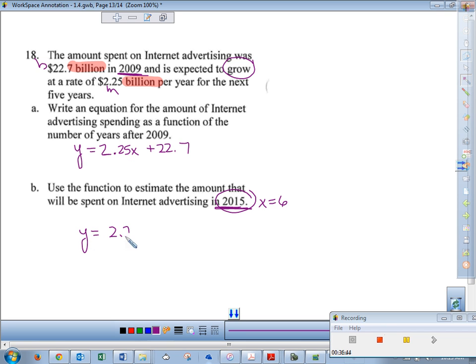Y equals, you can go straight to the calculator, I'm fine with it. But this is what's happening. $36.2, is that what you get? 36.2. Anything else important? $36.2 billion. So again, billion dollars. Read the problem. Do you need to put the zeros? Do you not need to put the zeros? Etc., etc.